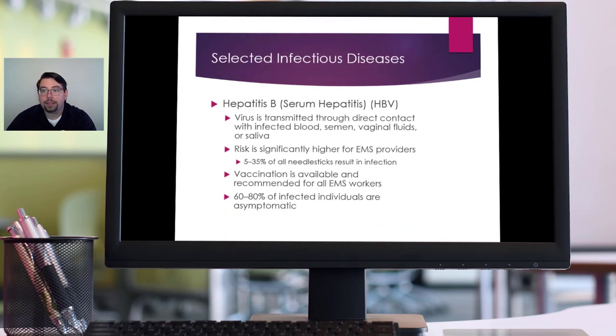Hep B, this is a serum hepatitis. We also use this when we get our Hep B vaccination. This virus is transmitted through direct contact with infected blood, semen, vaginal fluids, or saliva. This one, again, is including saliva.